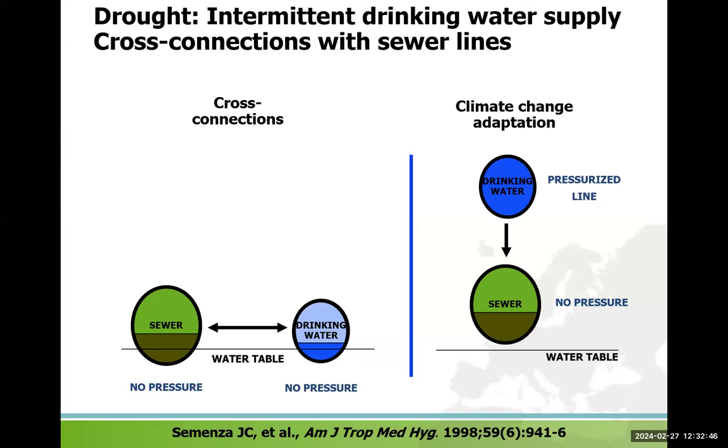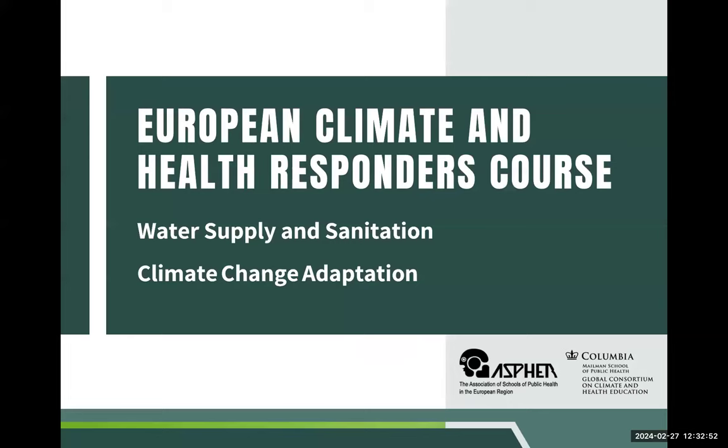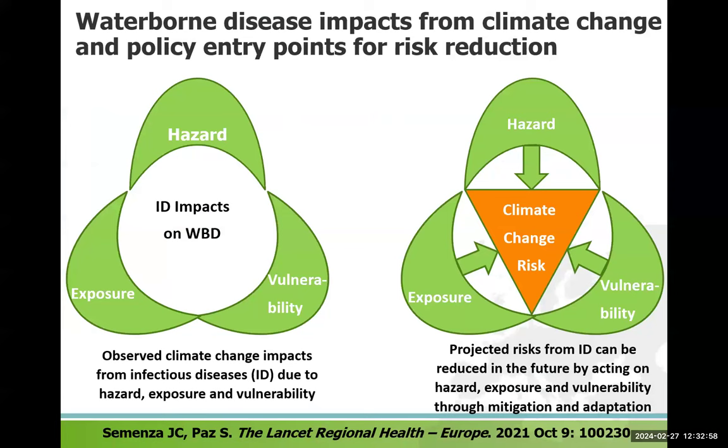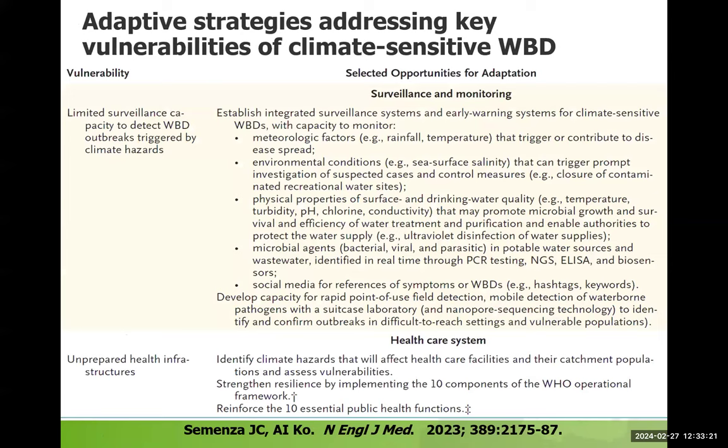And so this is now climate change adaptation, and this is my segue to the second part of my talk. And this is now climate change adaptation. And here I would like to illustrate a few concepts. Again, we have the hazard, vulnerability, and exposure that I mentioned earlier that determine the impact or the risk for waterborne diseases. And we would like to see how we could potentially decrease that risk by focusing on the hazard, vulnerability, and exposure to minimize these population impacts.